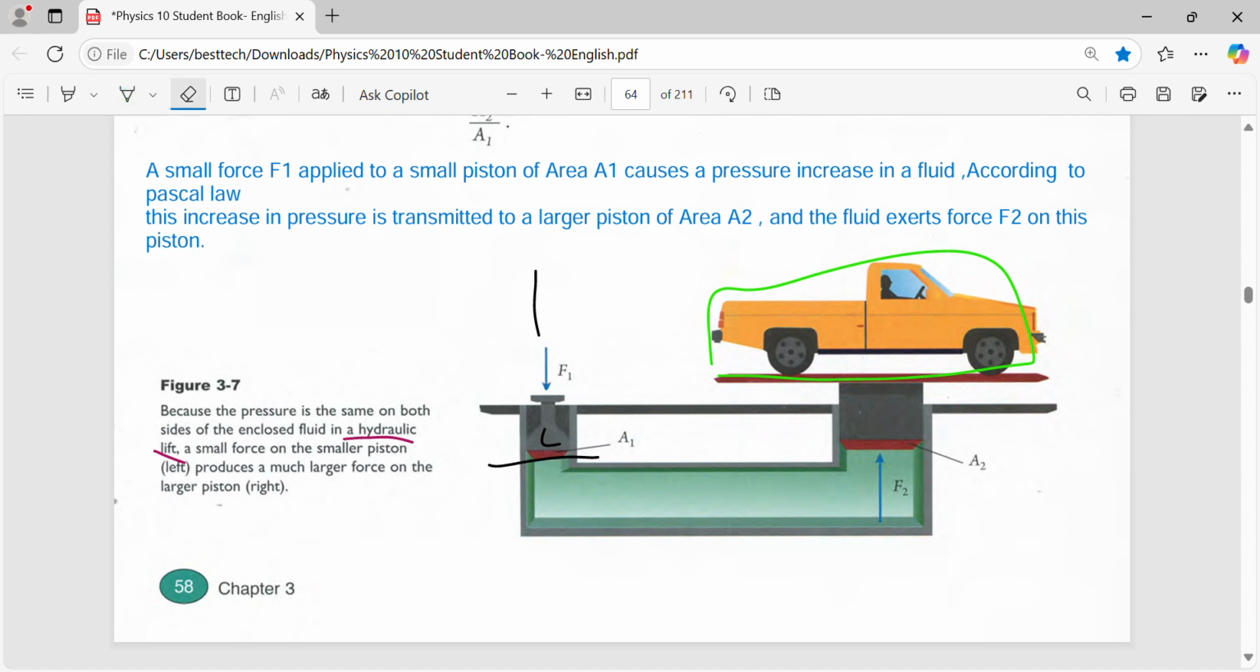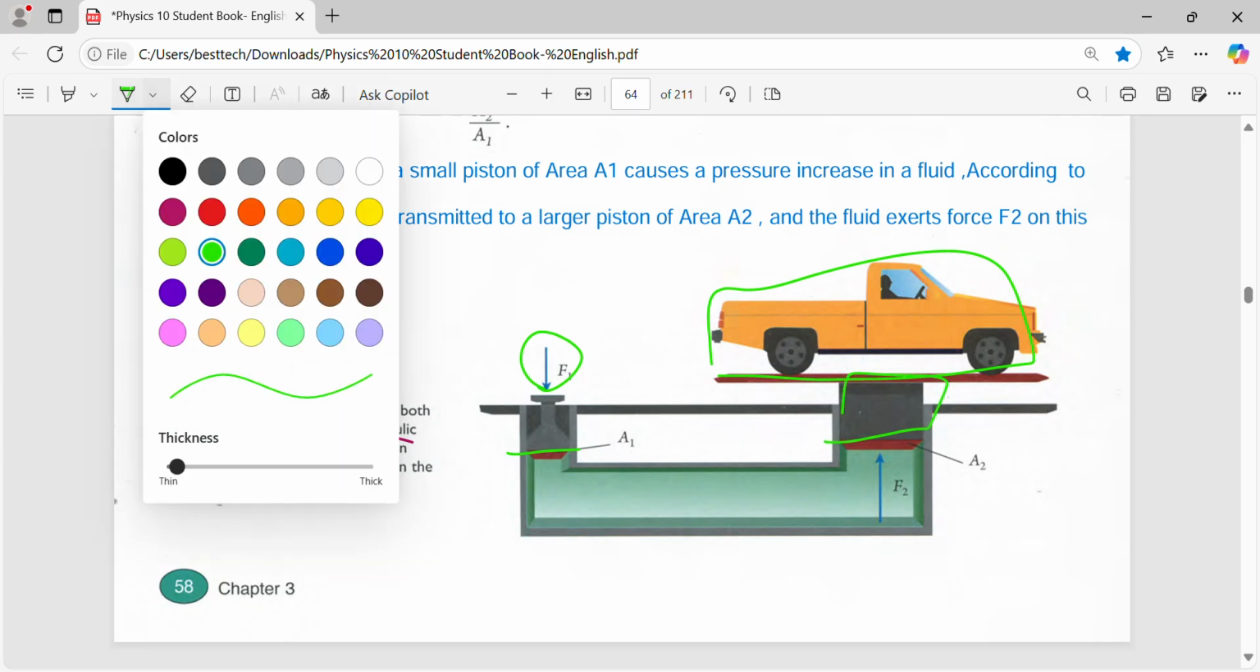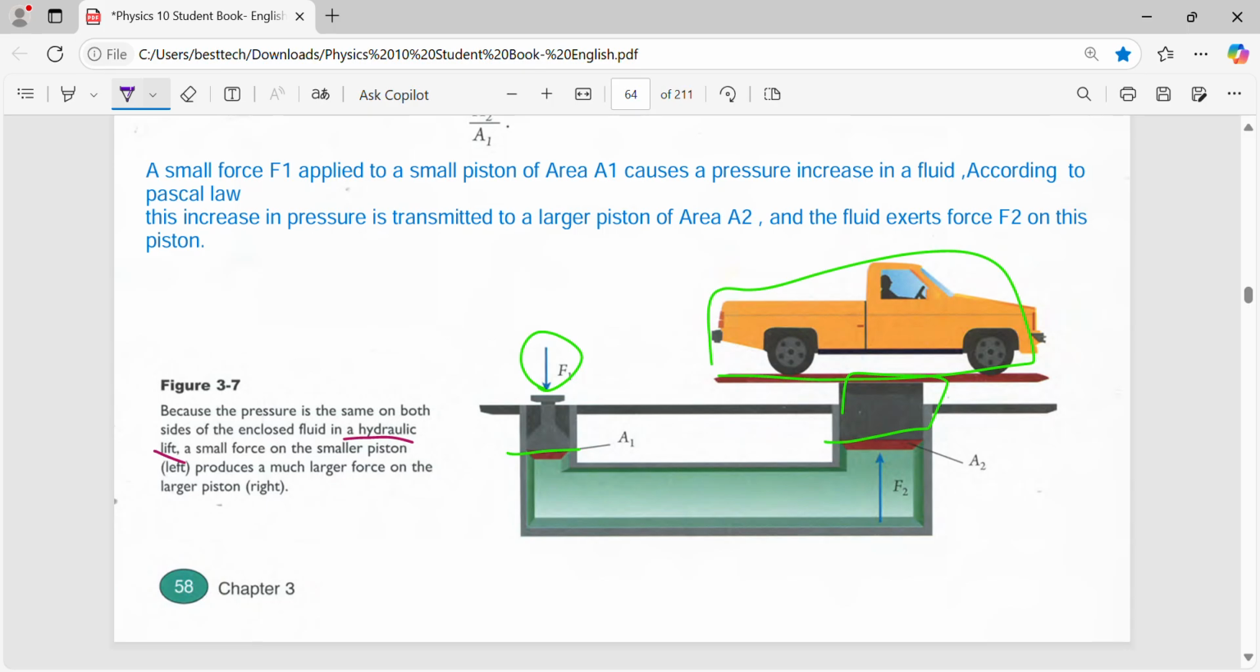But the first piston only, look, we have to exert a force on the first piston. But the second piston is the position of the car. Okay, look, how is the process? I would like to apply force on this piston. Look, as we said, the area of these two pistons is different.